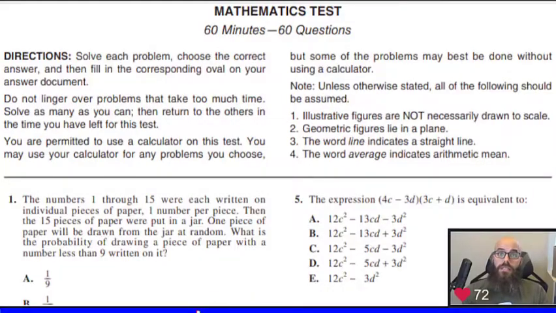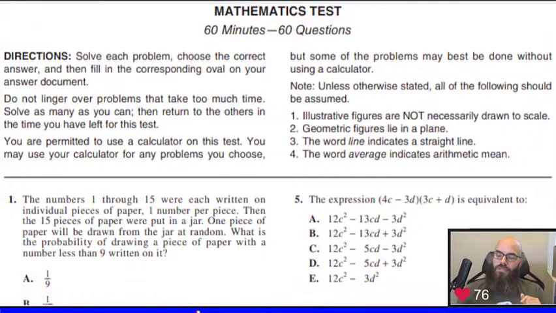All right, so let's read the instructions on this ACT math test. We have 60 minutes to answer 60 questions. Solve each problem, choose the correct answer, and then fill in the corresponding oval on your answer document. Do not linger over problems that take too much time. Solve as many as you can, then return to the others if you have time left. Okay, that is actually very important. You don't want to waste precious time on a problem that you're stuck on. So it'd be best not to guess and just skip it and come back to it later.